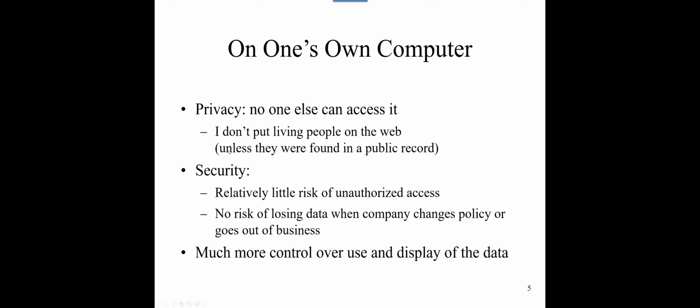But I bent that rule a little bit. When I find a living person in a public record, I will add them to the online tree because other people could have found out who those people were. There is security, which is partly related to that privacy, that there's relatively little risk of unauthorized access. And there's also no risk of losing the data when perhaps the company changes its policy or even decides to go out of business, and suddenly your data's gone. You may have tried to collect it, and they will probably try to help you download your data, but there is a risk that you could lose it if you've entrusted it only to somebody else.